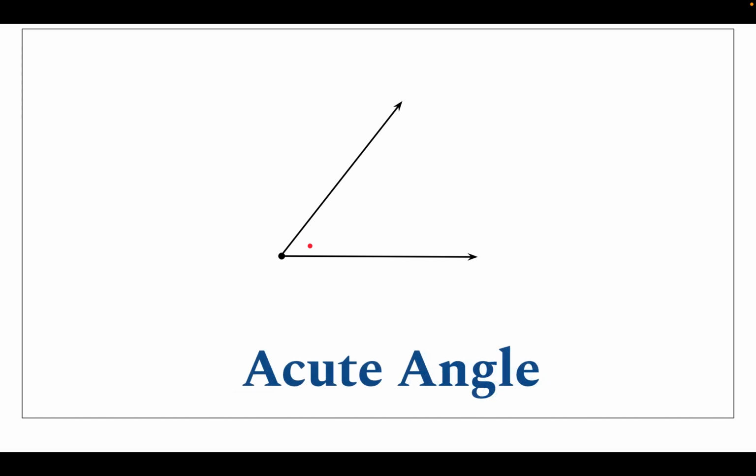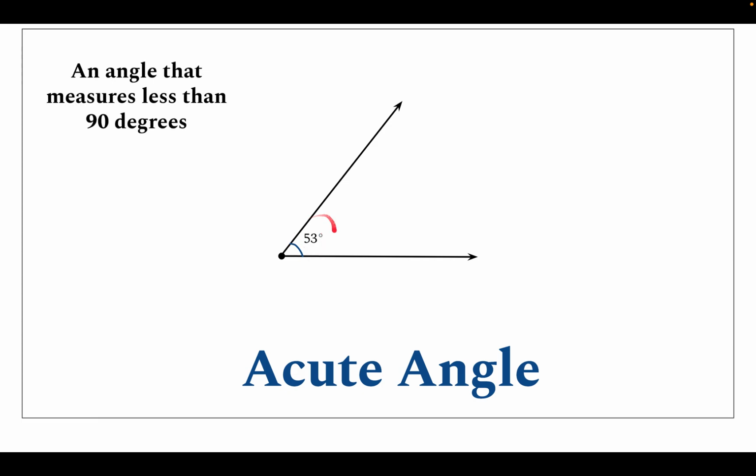These are called acute angles. Acute angles are measured using a protractor, and they measure less than 90 degrees. So this one's 53 degrees, and it's an acute angle because it measures less than 90 degrees.